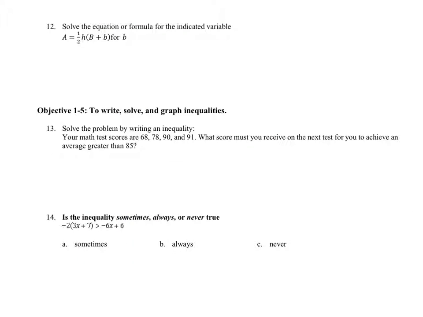Alright, for number 12, we're looking at solving our formula for b. So lowercase b here is what we're looking at solving. And so one of the first things I would do would be to multiply both sides of the equation by 2. So if I do that, I get the 2 times the a, 2 times the 1/2 h, and then the b plus b. So 2 times a half, of course, is 1. So we just have the h times the b plus b then.